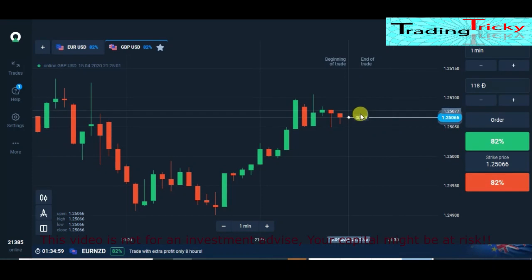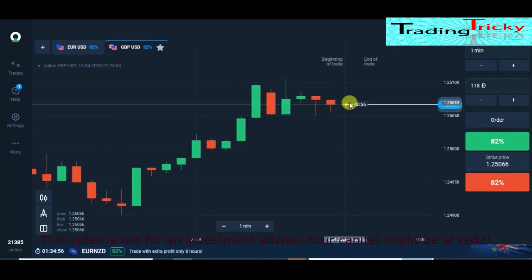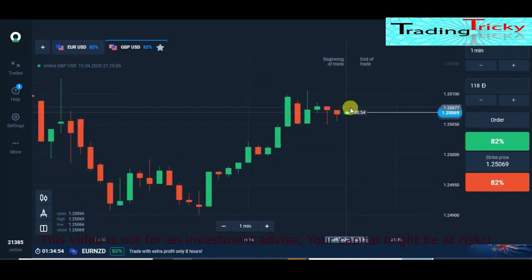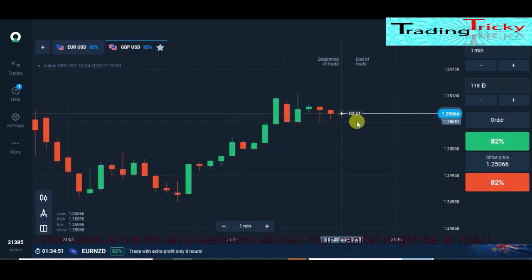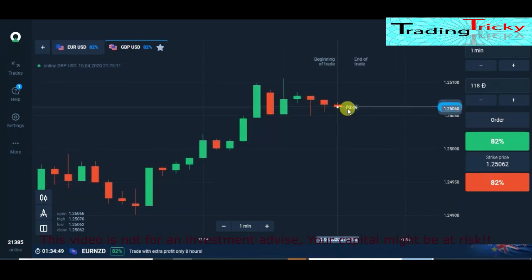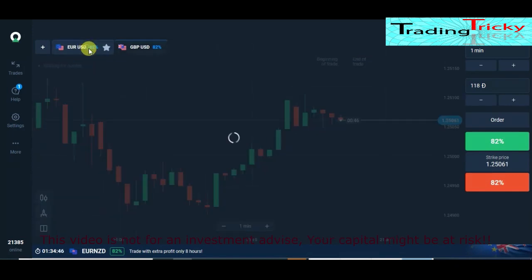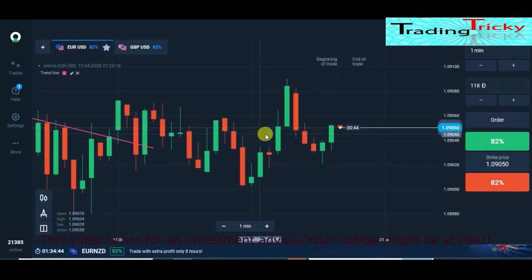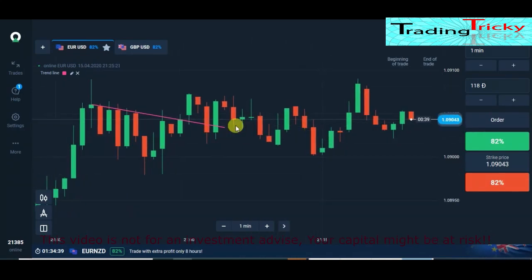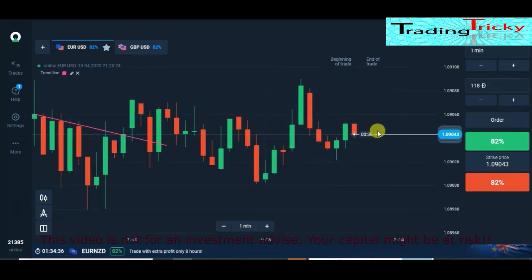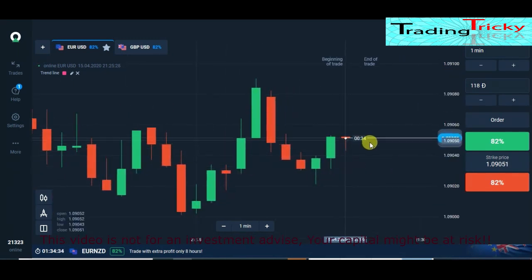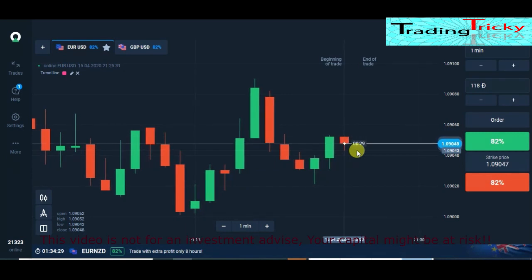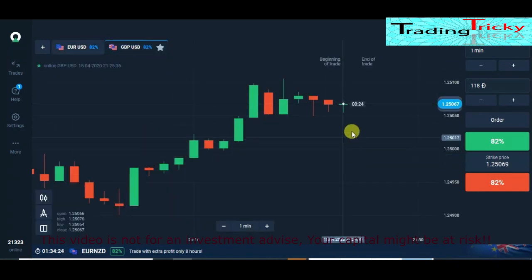Okay, if the candle comes here, I'll place a lower option because, oh, I missed it already. Anyway, I look here. This is a sellers' area actually. So on the next candle I'll place my trade here on the EUR/USD. Okay, so let's complete this candle.